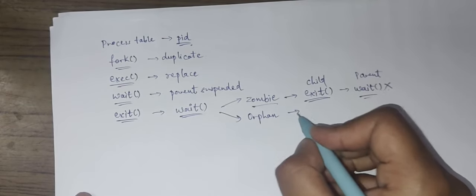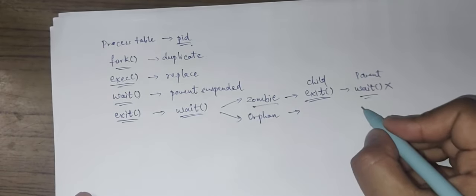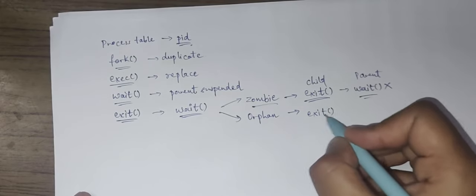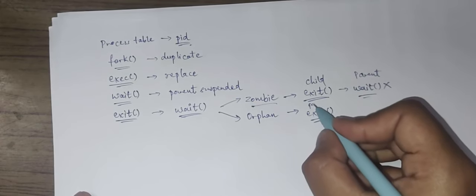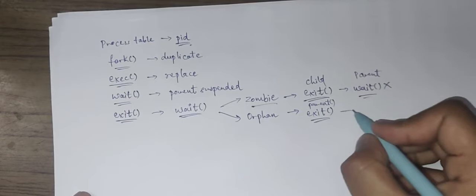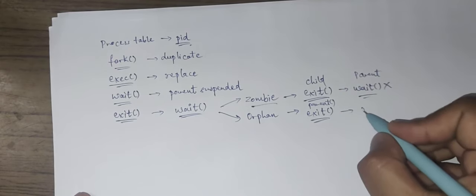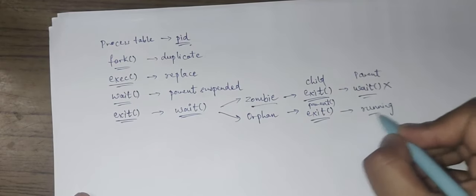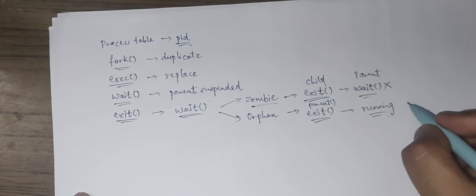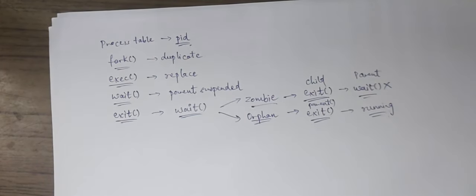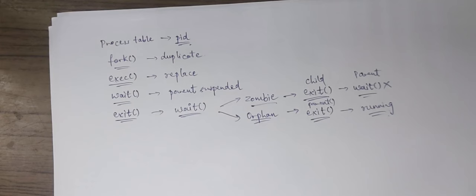Now here, let's say the parent calls exit. So the parent has terminated, but the child is still running. Here there is no parent, so this is called an orphan basically. Yeah, this is it about process creation and termination.